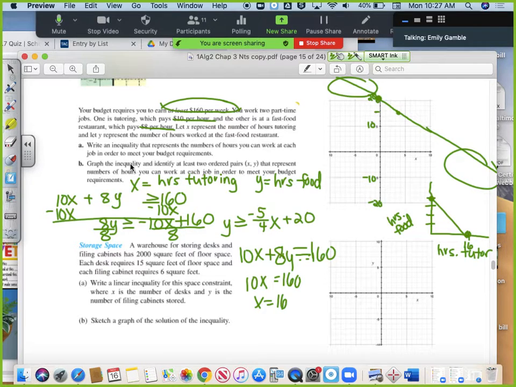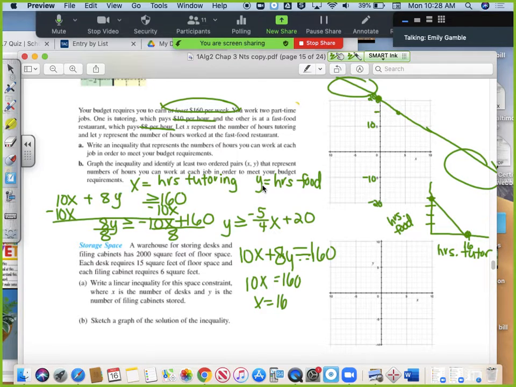Then in letter B, after it says graph the inequality, it says identify 2 ordered pairs that represent the number of hours you can work at each job in order to meet your budget requirements. So in order to figure out what type of points you can use here, you could use any points that are on the line or any points that are going to be actually in the inequality. I still didn't finish the problem yet because we have to still shade the solutions.